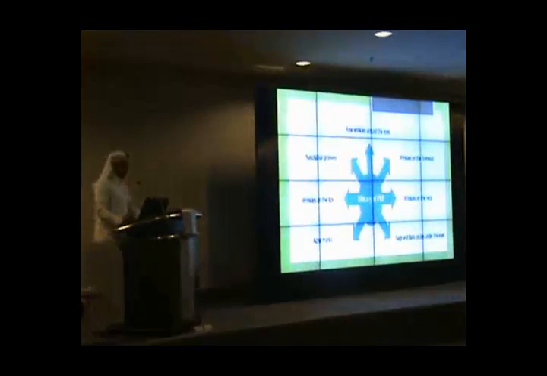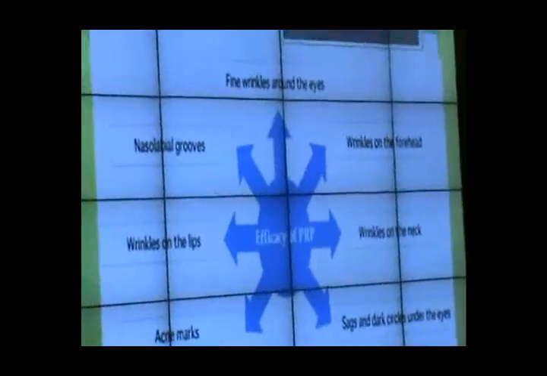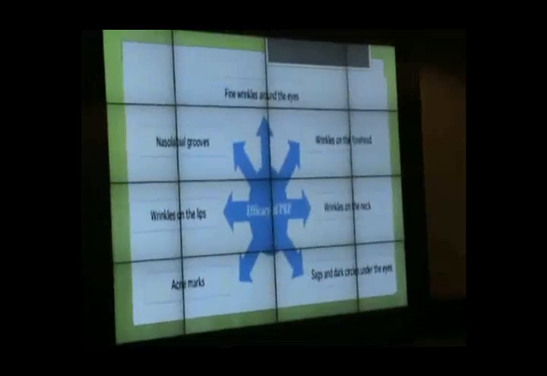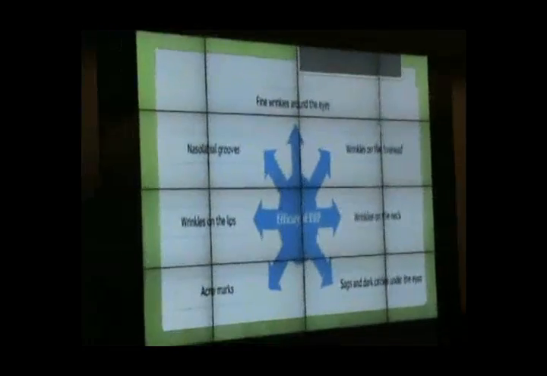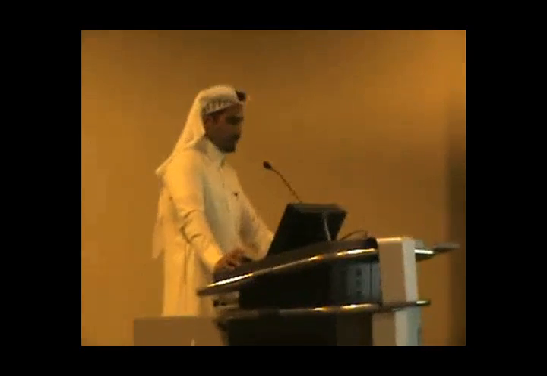So, the efficacy of PRP. We can use PRP in cosmetics or plastic surgery to augment and improve the nasolabial fold, to get rid of fine wrinkles around the eyes and wrinkles on the forehead, neck, and lips. It can improve acne marks as well as sagging and dark circles under the eyes. We look at anti-aging, wound healing, and plastic surgery applications of PRP.